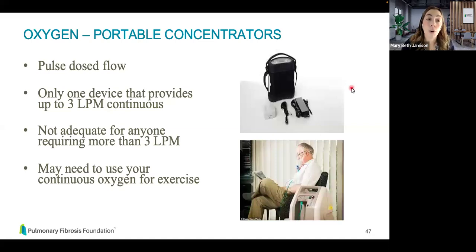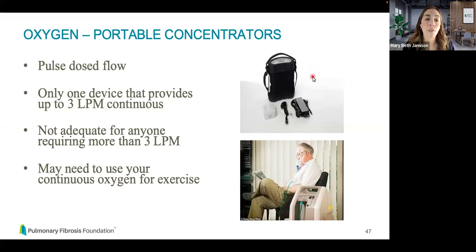I always think it's important to mention oxygen. So this goes along with exercise, knowing your oxygen equipment. You can't properly exercise if you don't know your oxygen equipment. So I always like to talk about this briefly. So you have a pulse dose flow. This is usually your small concentrators.